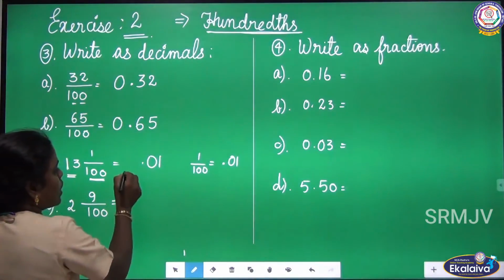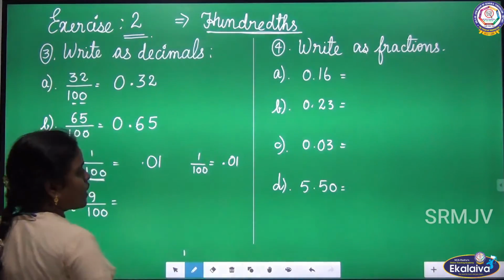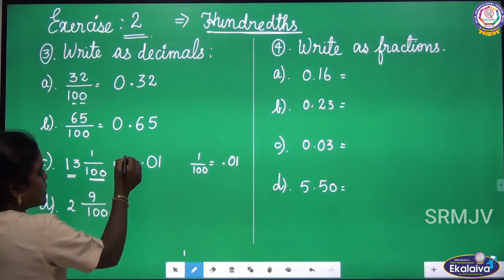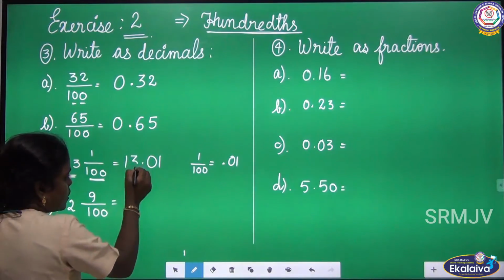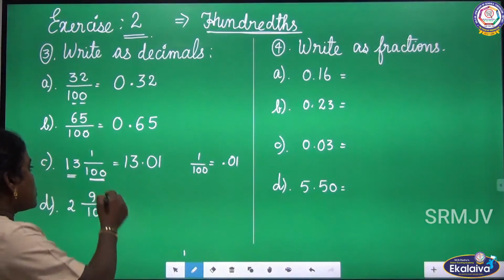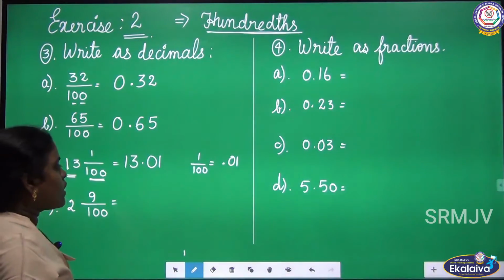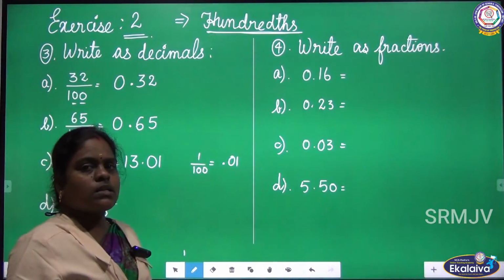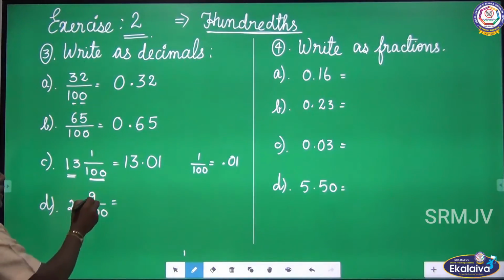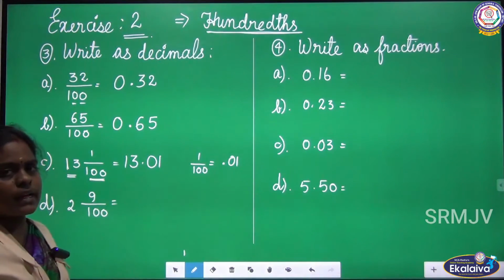What about the whole number part, children? Here we wrote only the decimal part. Yes, here a whole number is given. You have to copy the number in the whole number part. So 13 1 by 100 equals 13.01.